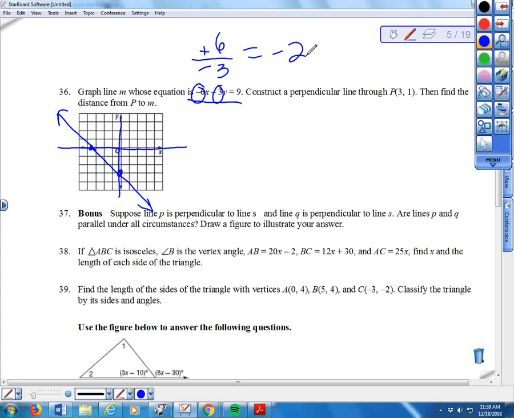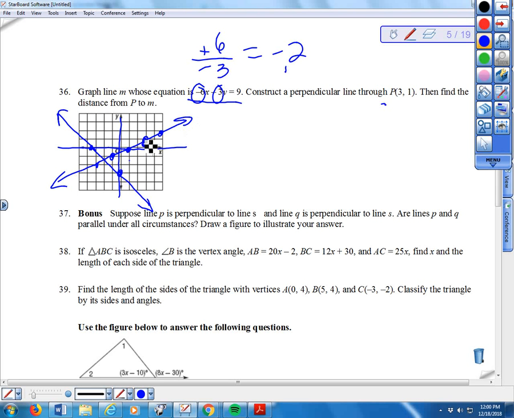I could go ahead and look at my line here and see if it goes over 2 up 1, over 2 up 1. It looks like it's pretty close. Slope is negative 2. So if I'm going to construct a perpendicular line through (3, 1), I could use the inverse of this, positive 1/2, right? Up 1 over 2, I could go down 1 over 2, down 1 over 2, etc. There's my perpendicular.